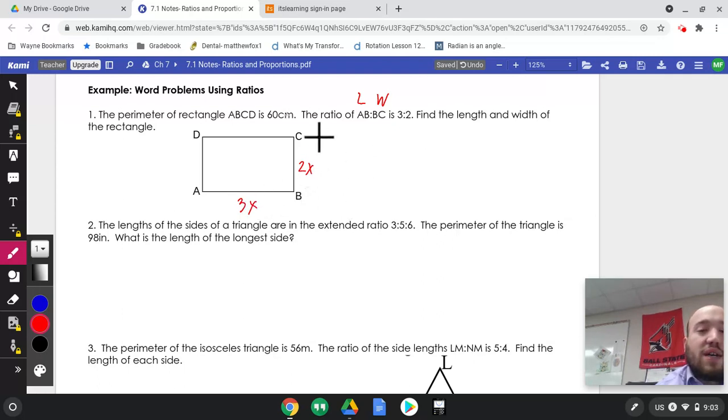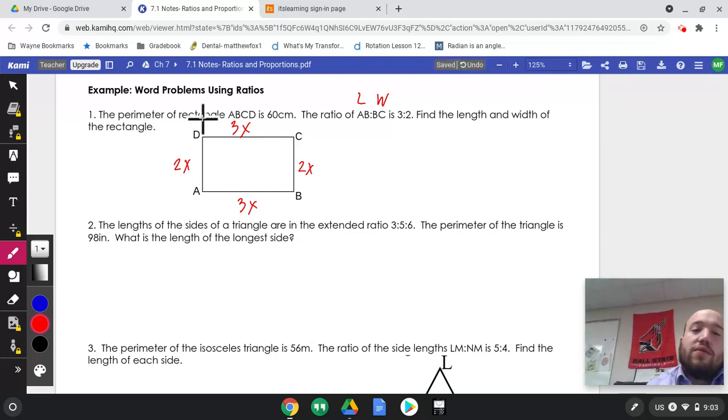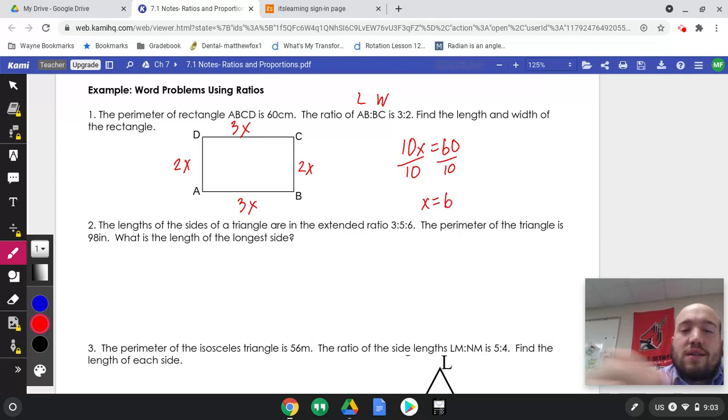Now, on a rectangle, we know some things about opposite sides. So if this side's 2x, the opposite side is also 2x. And the opposite side up top is 3x. Now all of these added together will equal 60 centimeters. So 3 plus 2 is 5, plus 3 is 8, plus 2 is 10. So we have 10x equals 60 centimeters. Now we can do simple division. Divide by 10, we get x equals 6.